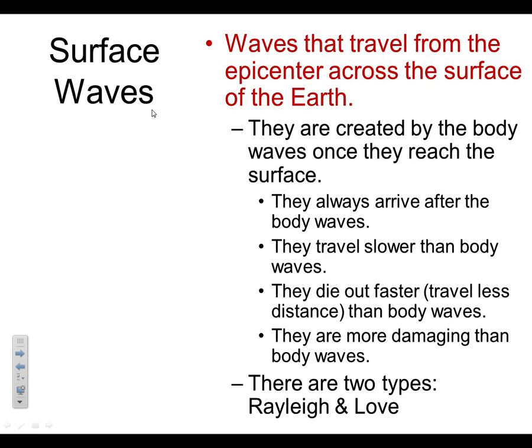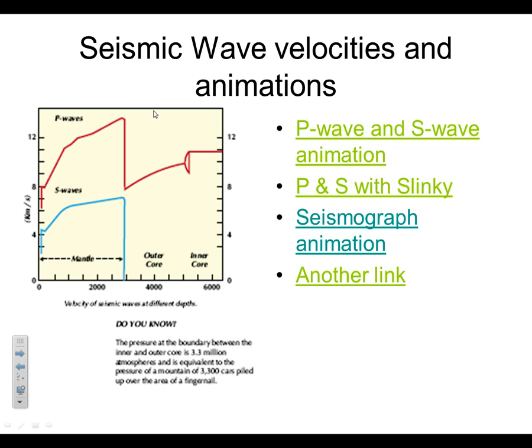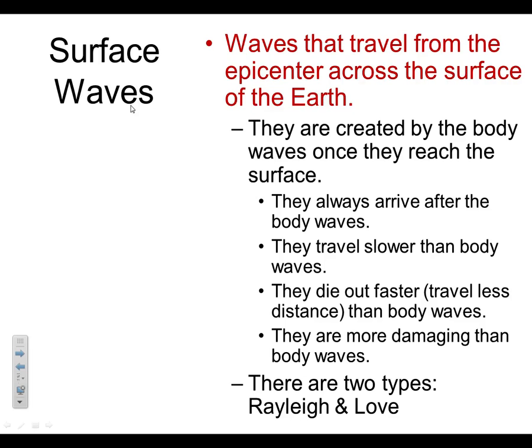So now we're on to the surface waves. So we had our body waves. We did those. Remember P waves and S waves. Now we're on to our surface waves. Surface waves are just waves that travel from the epicenter across the surface of the Earth. They are created by the body waves once they reach the surface.